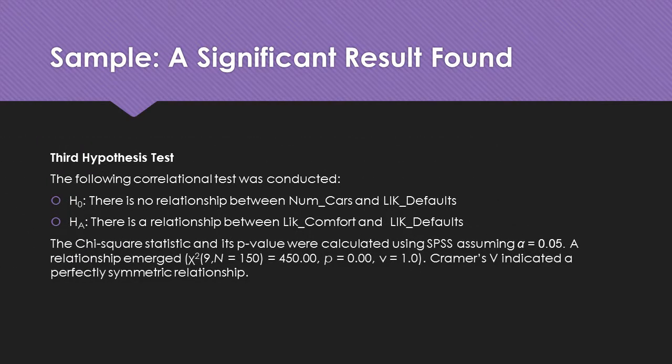The chi-square test statistic was again used with SPSS software along with the p-value using a significance level of 0.05, and as a result, a relationship was shown with a p-value of 0.00, meaning that we needed to conduct a follow-up test to show the strength of the relationship. And for this, we used Cramer's V, indicating a perfect symmetrical relationship.